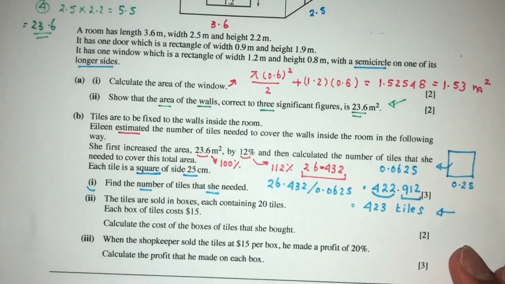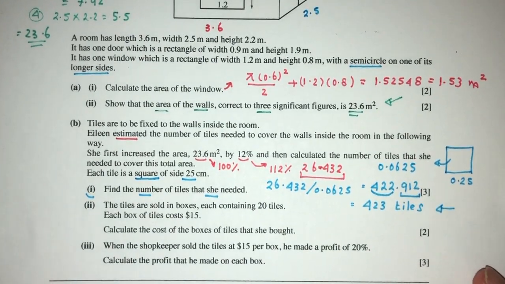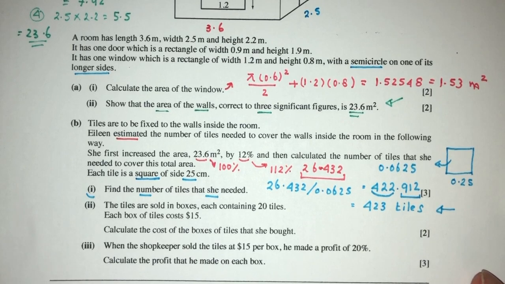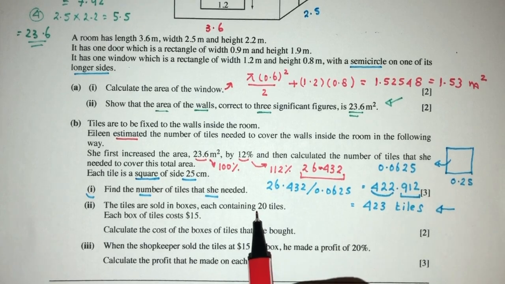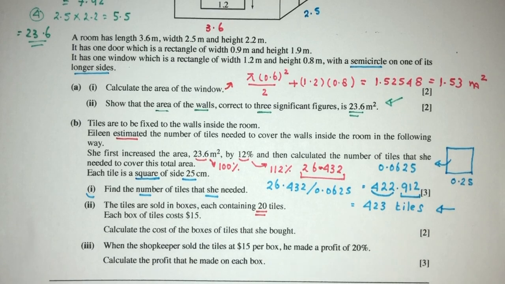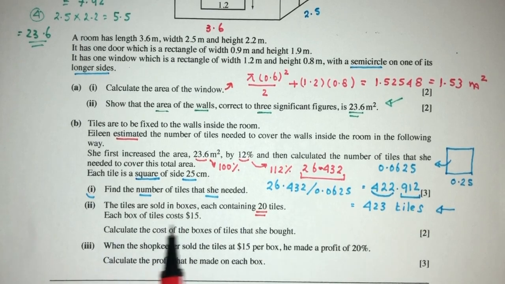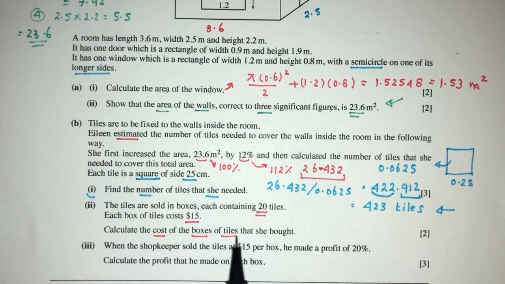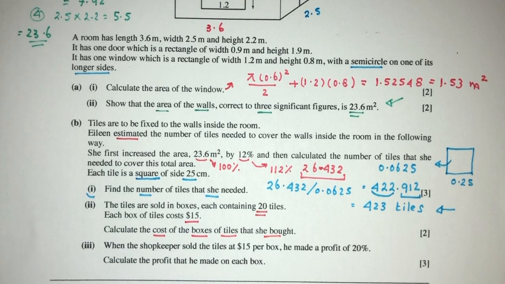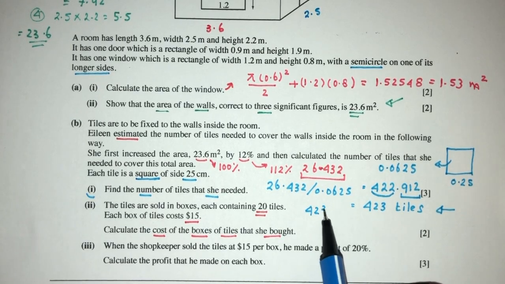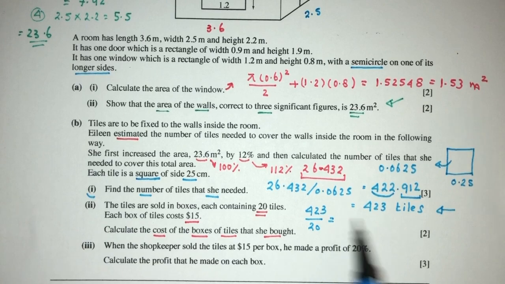Now for part 2 of the question, what do we have here? The tiles are sold in boxes, each containing 20 tiles. Okay, so we have to buy the tiles now. In each box there are 20 tiles, and each box costs $15. Find the cost of the boxes of tiles that she bought. So first we have to find the number of boxes that she bought. We have this many tiles. Since in one box there are 20 tiles, let's see how many boxes we need.